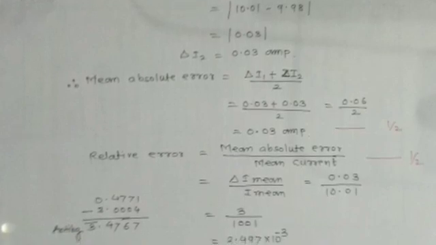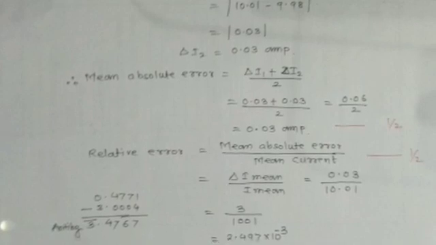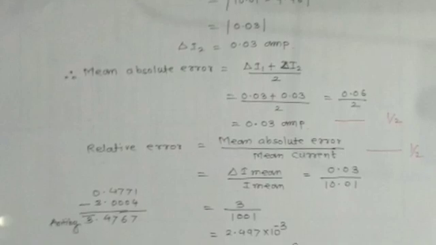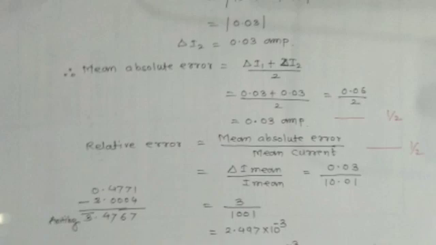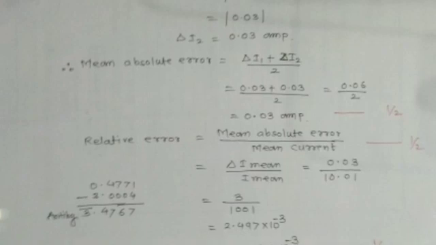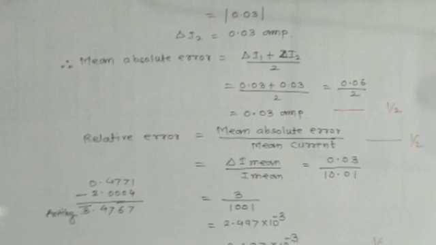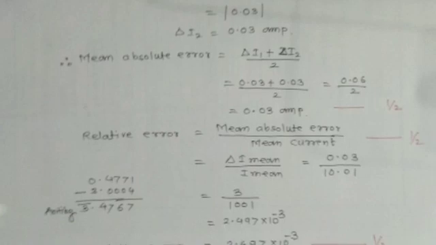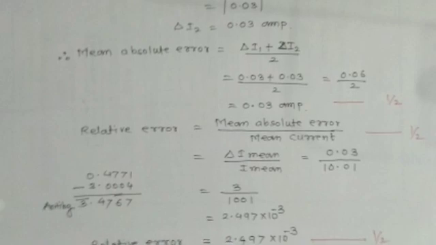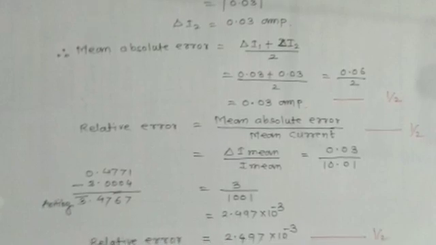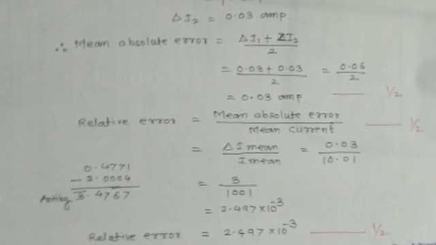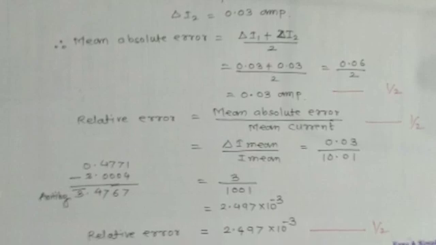We want to find the relative error. Relative error is the ratio of mean absolute error to mean current. So it is 0.03 divided by 10.01. Using a logarithmic table, we can solve. So the relative error will be 2.497 into 10 raised to minus 3. Relative error is a ratio, so it has no unit. That will be the answer for the given example.